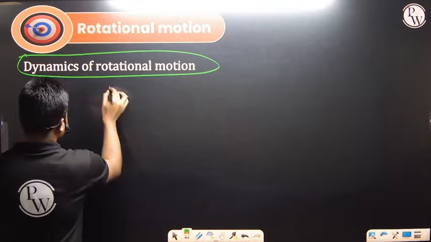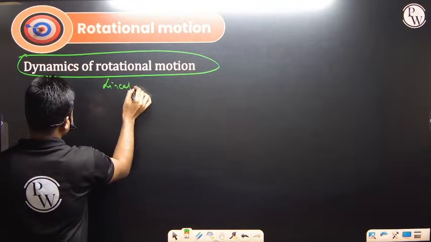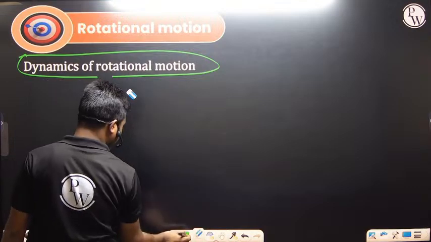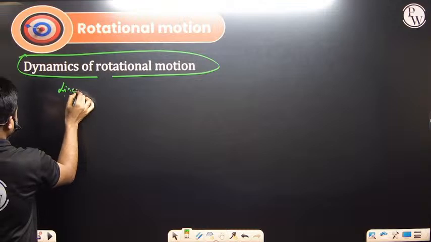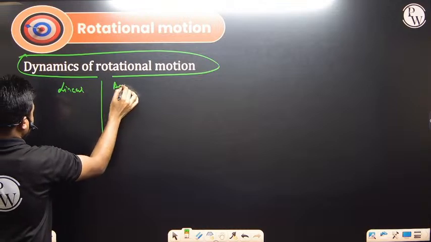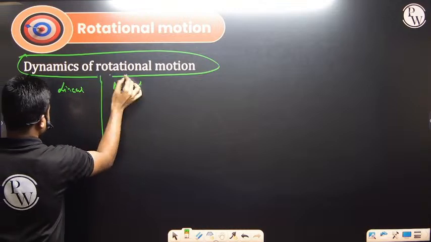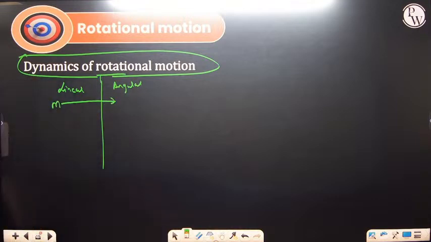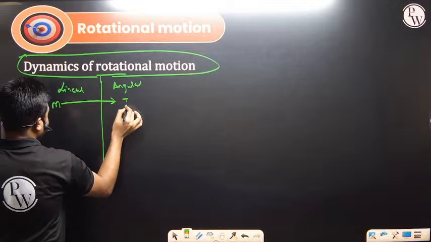If I say this side linear variables, and this side we have angular variables. So if you talk about the mass, the counterpart of the mass in rotational motion is given by moment of inertia I. So this will be I.